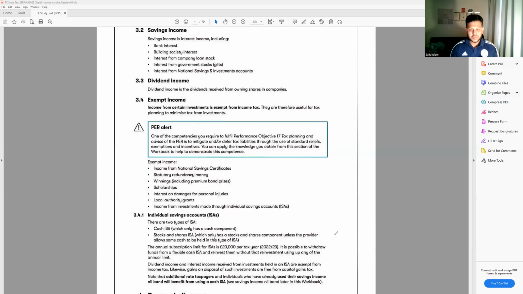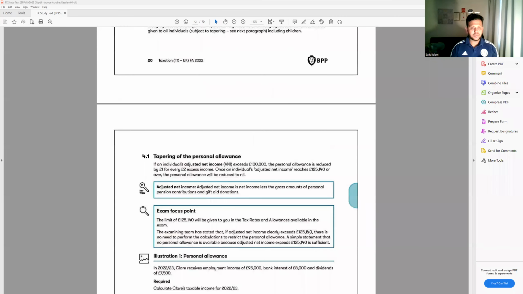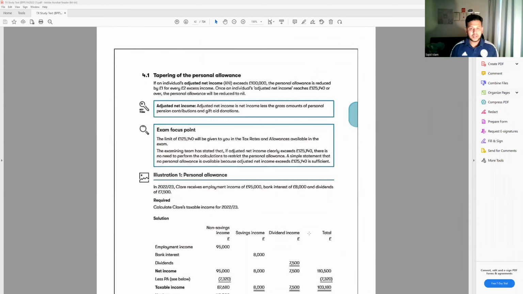All right, so let's move on to the question. The more we practice, the more we'll understand. So we need to practice more. Let's have a look.